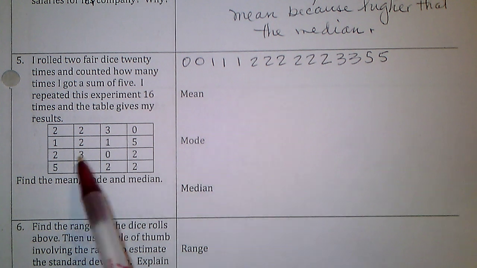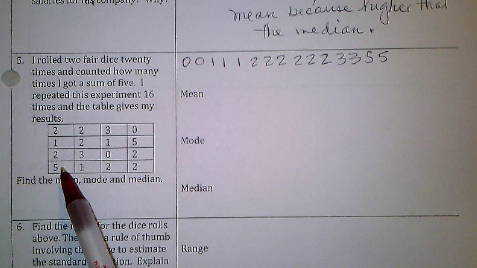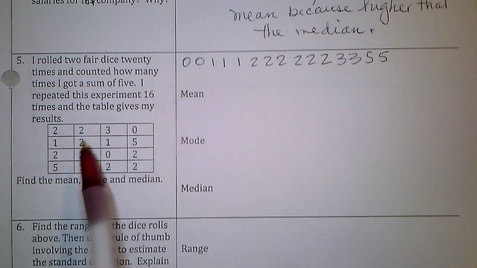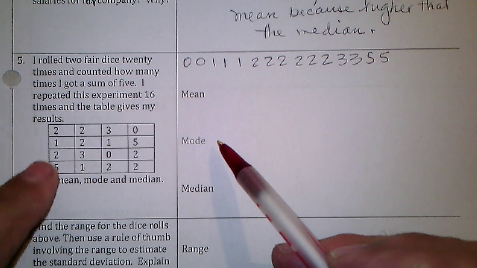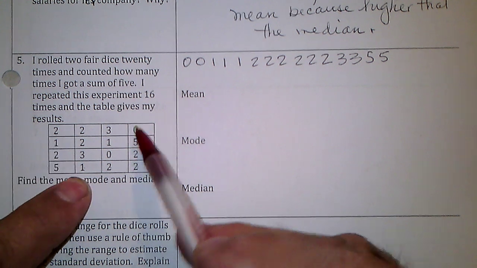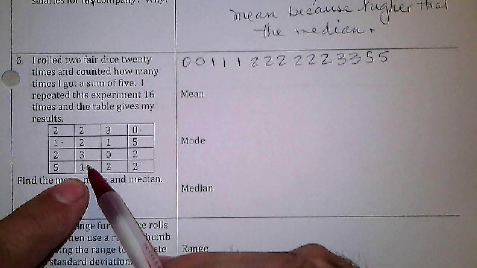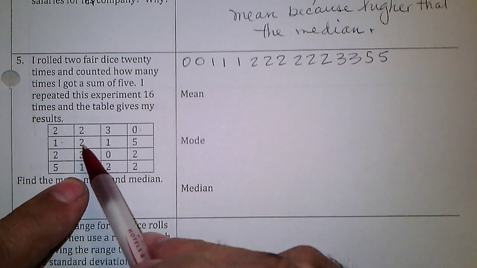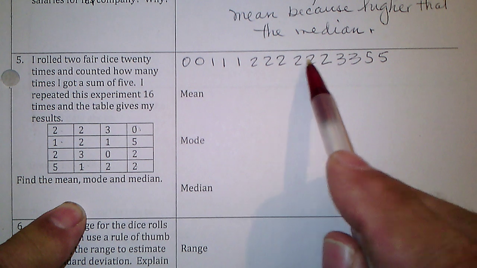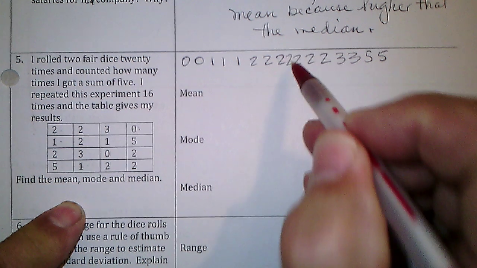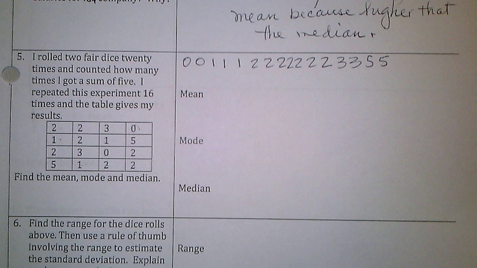I'm missing some. I rolled 16, so I'm missing 1. So let's count them again here. Zeros, 2, 1s, 3, 1, 2, 3, 4, 5, 6, 7 2s. 1, 2, 3, 4, 5, 6. One more 2. Okay.